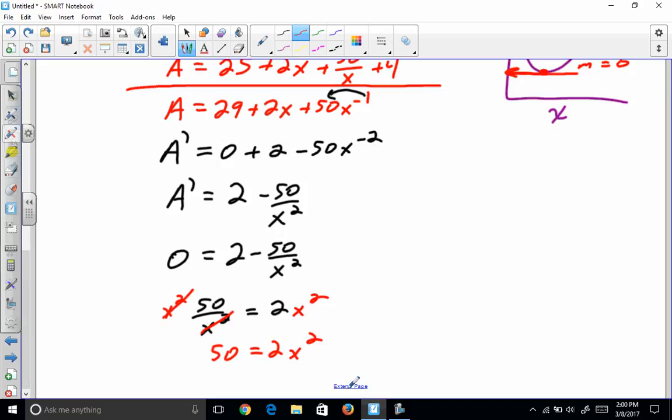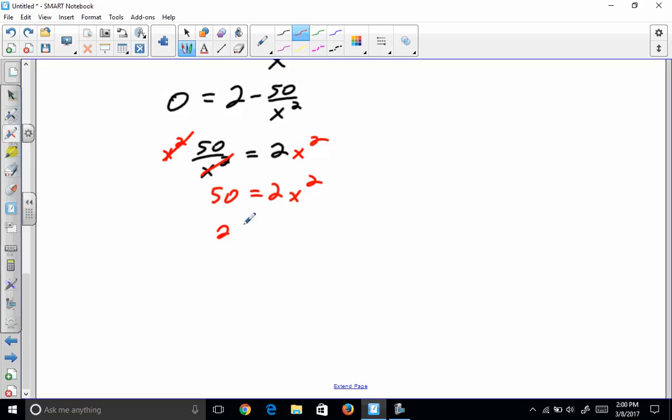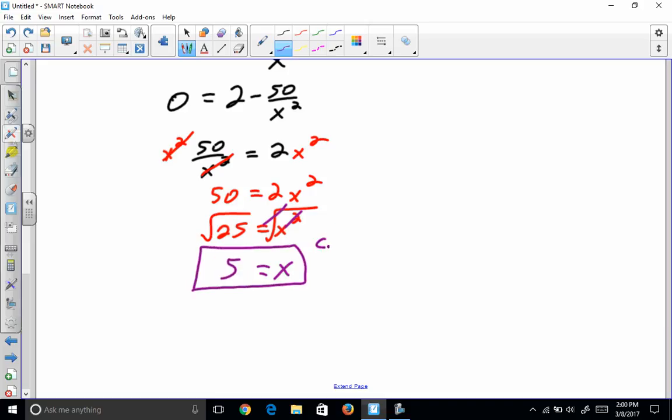We can divide both sides by 2. Take the square root of both sides. Now, when we take the square root of both sides, normally we include plus or minus, but since X represents the length on this rectangle, we don't want a negative length. So our critical point is when x is 5.